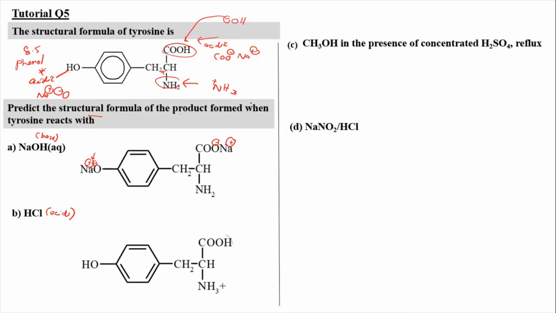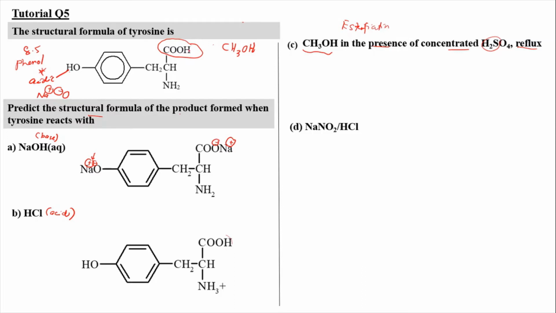Quite simple. And then now we move on to the reaction of C. For the reaction of C, we are basically mixing the tyrosine with methanol in the presence of concentrated H2SO4 under reflux. The methanol is basically an alcohol, and here we've got a carboxylic acid group. So what we're going to undergo here is the process of esterification.